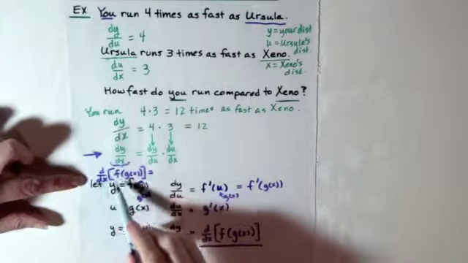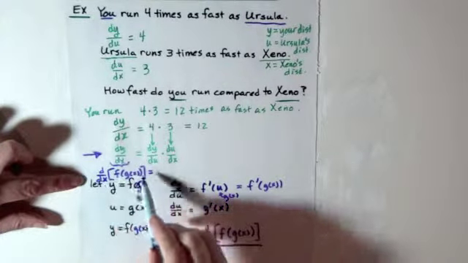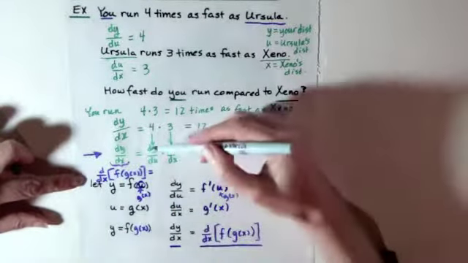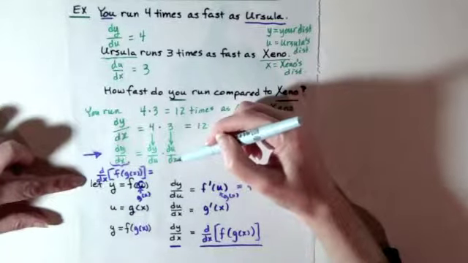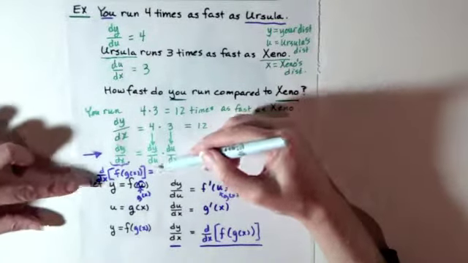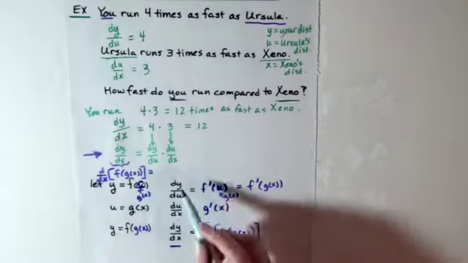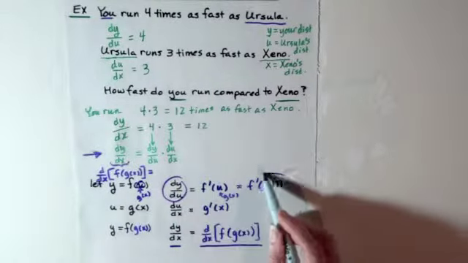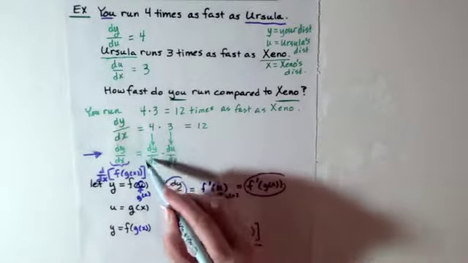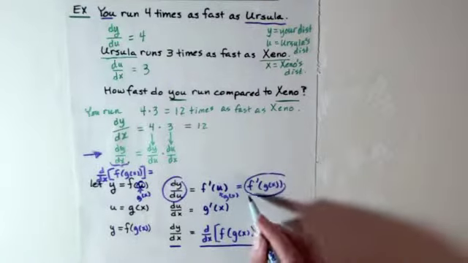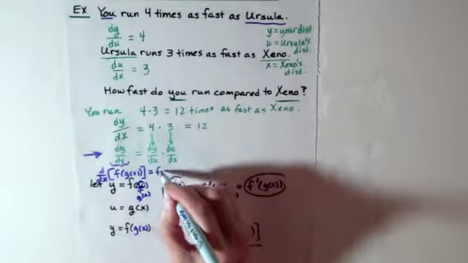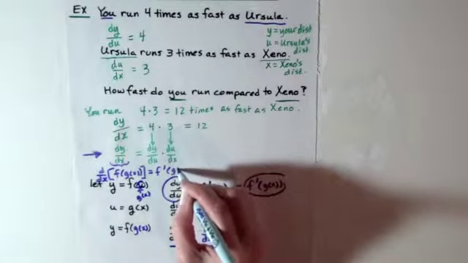So that is just the left side of this equation. Now let's look at these two factors that are on the right-hand side. dy du, well, we had that. Where was that? dy du was right here. So this first factor on the right side is the same as f prime of g of x.